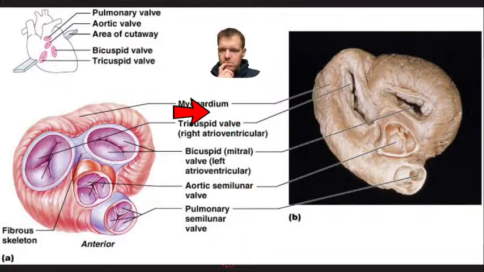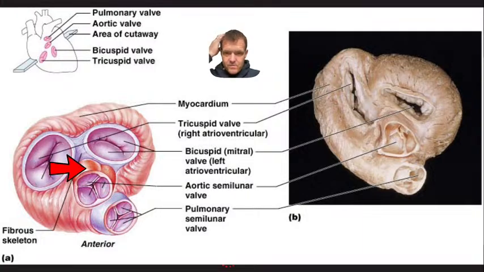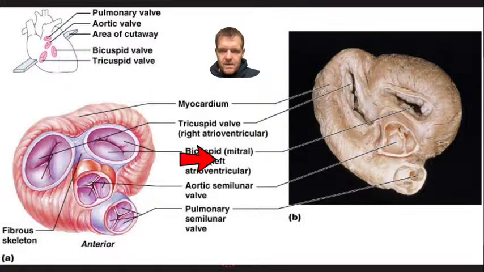So these are the valves that we've just been talking about. We've got the tricuspid valve, so three cusps, the bicuspid or mitral valve, the aortic semilunar, and the pulmonary semilunar. So this one is for the aorta, this one for the pulmonary arteries, and these two are the divide between the atria and the ventricles. In the real heart, it looks like the picture on the right there.